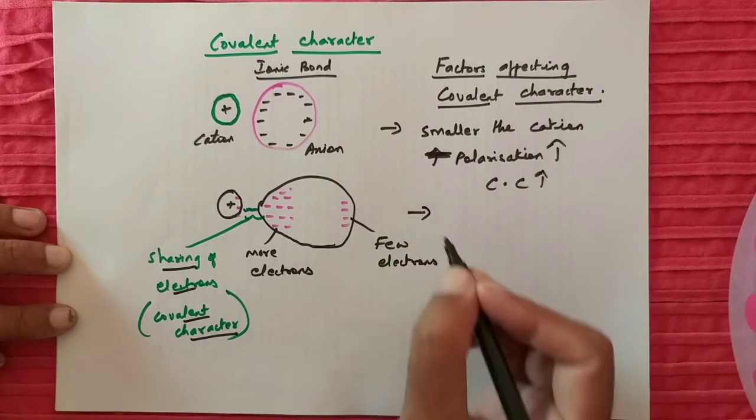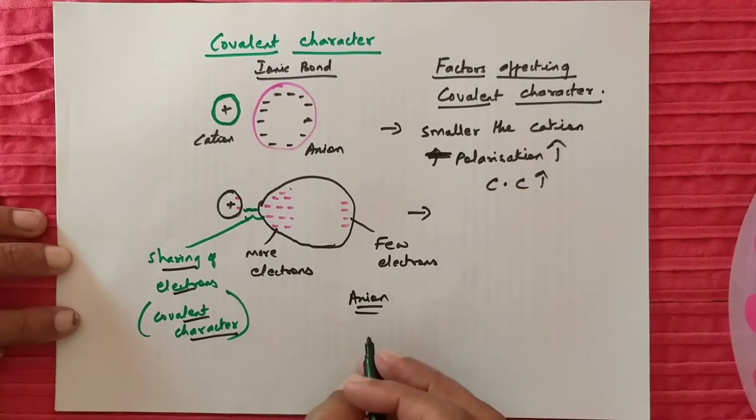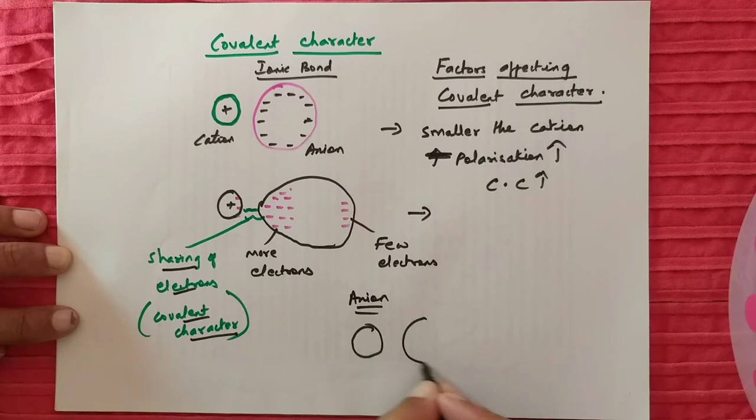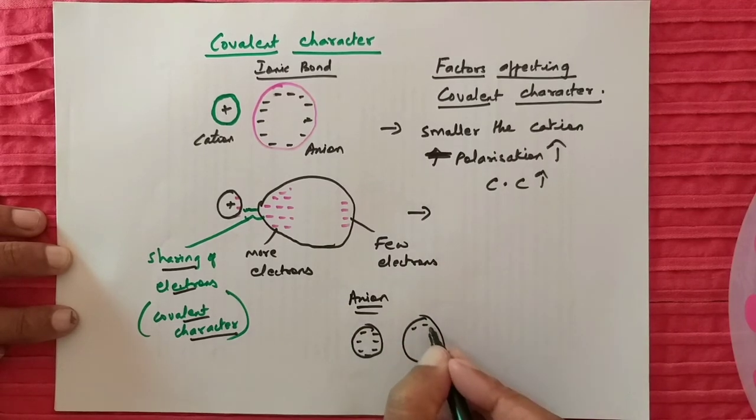That's one part. The second part is the anion. If this is one anion and this is another anion, we can see very clearly that this anion will have only a few electrons here, and this one will have more electrons.